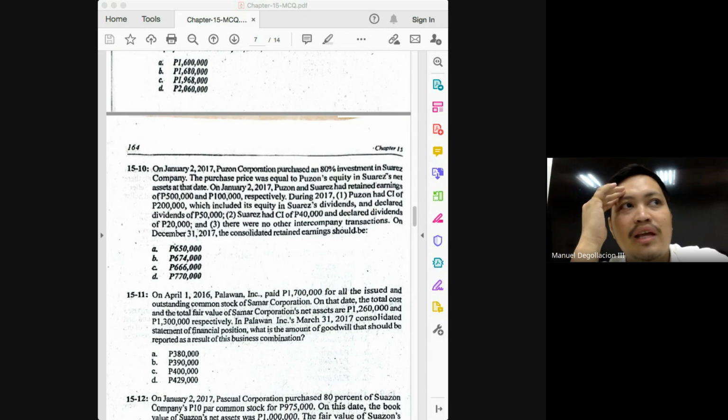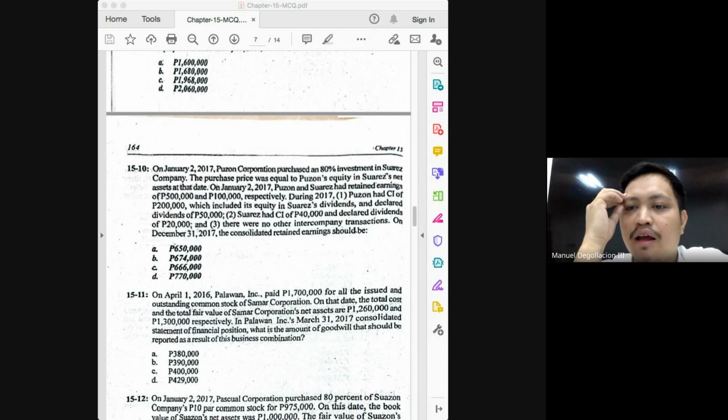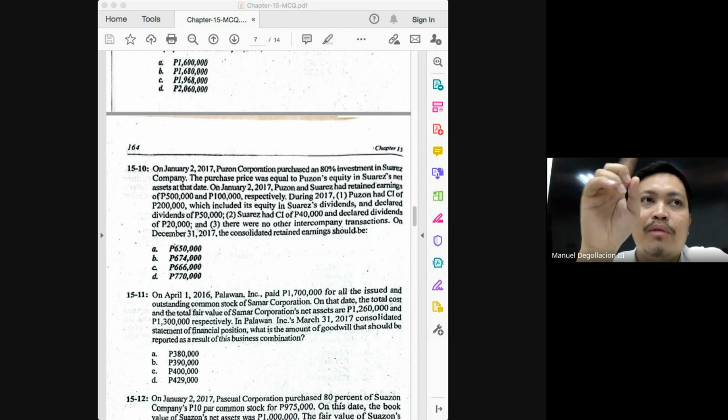But again, what do we need in solving for consolidated income? Do we need the total income of the parent? Do we need the income reported by the parent? Do we need the comprehensive income of the parent? No. What do we need? We need the income of the parent from its own operations. Okay? And again, I cannot emphasize this enough, class. What we need to solve for consolidated income is the income of the parent from its own operations. Will that be given in the problem, class?